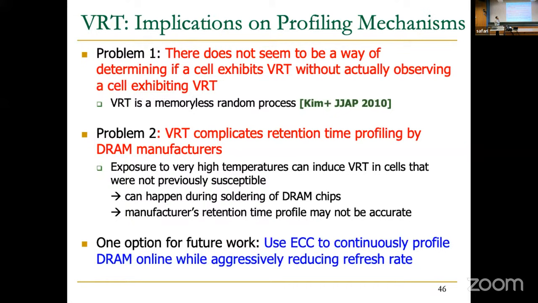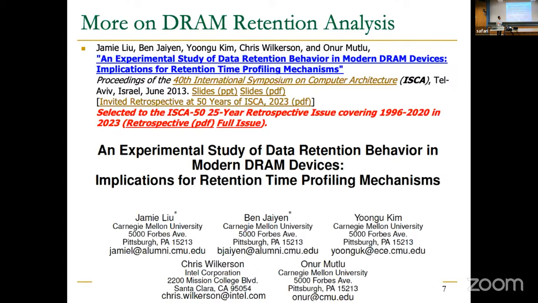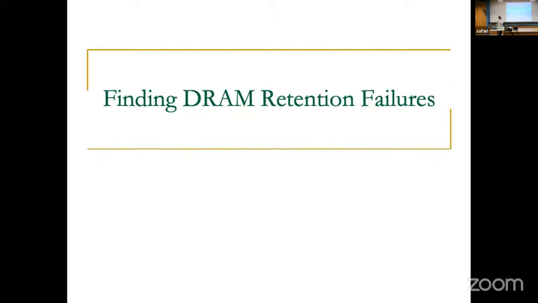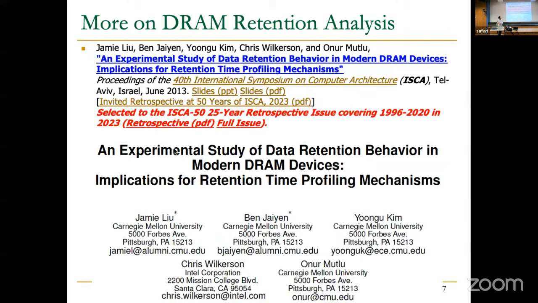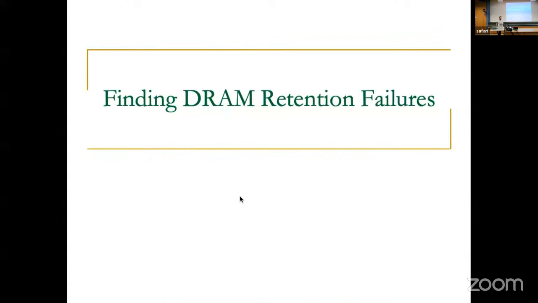So one option for future work, I guess this is how it's defined in the Radar paper, is to use ECC to continuously profile DRAM online while aggressively reducing the refresh rate, with no need to keep the ECC overhead in check. Okay. So this is a paper that profiles the retention on real DRAM chips rigorously, a lot. It's one of those papers chosen for this retrospective issue. I highly recommend you go check that 2-page paper first and then look at the full paper as well. And it's likely that we will have this paper in homework reviews.